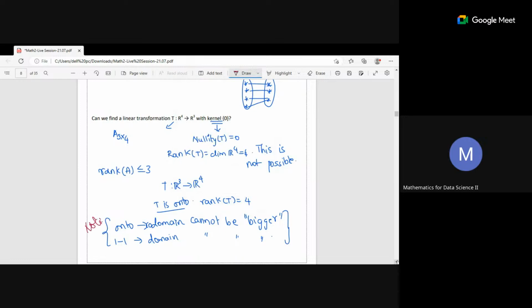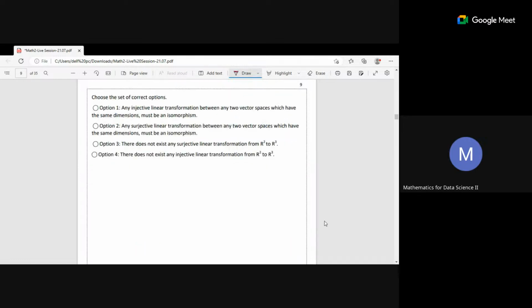Okay, one more question regarding the same topic. Any injective linear transformation between any two vector spaces which have the same dimension must be an isomorphism. So it means you have T from V to W, and you are given that T is 1 to 1, and also it is given that dimension V is equal to dimension W. So they are saying that this will imply T is an isomorphism.